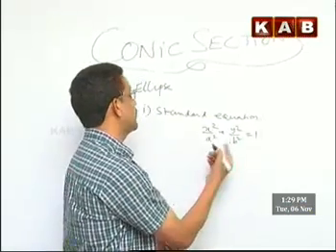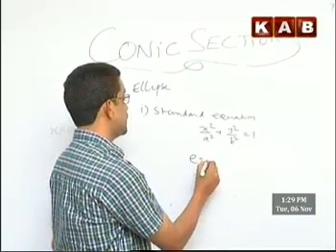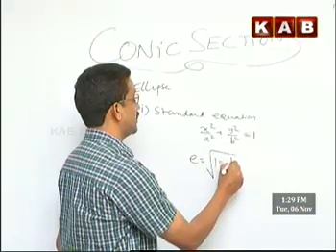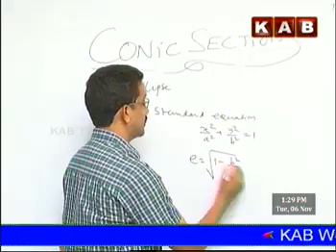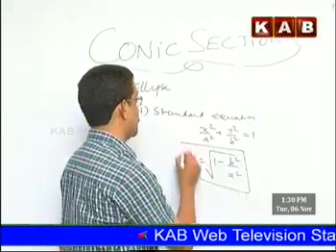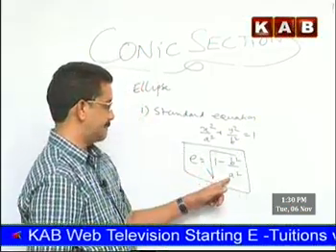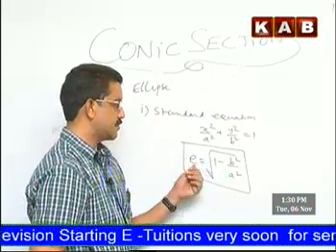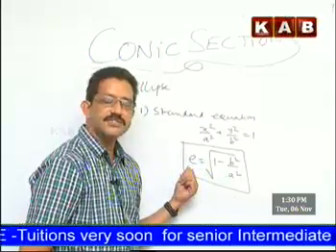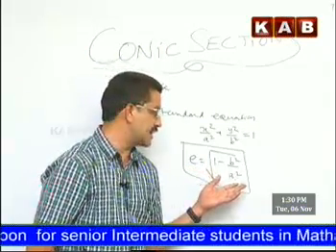The relation between a square and b square is given by e. I will write it in e so that you are comfortable: e is equal to square root of 1 minus b square by a square, if a is the major axis. Here e is eccentricity. This is the formula to calculate eccentricity.